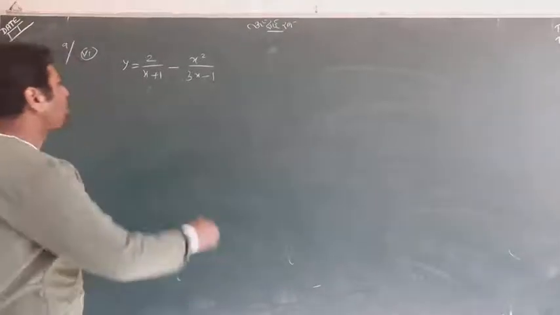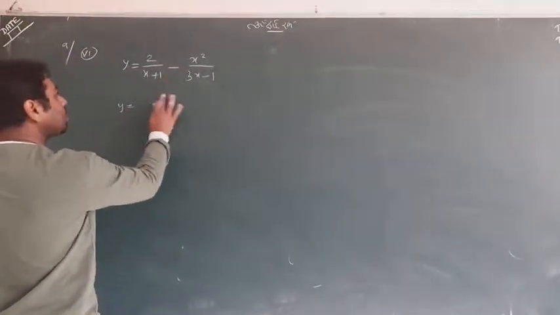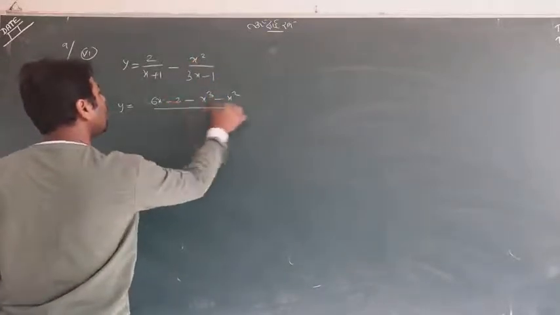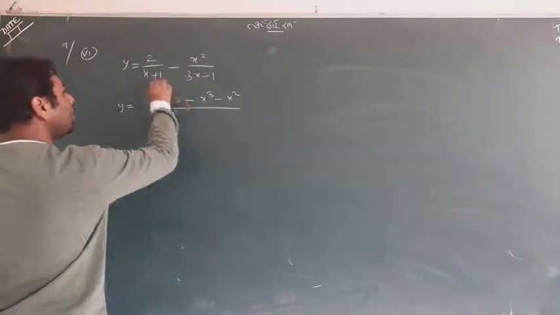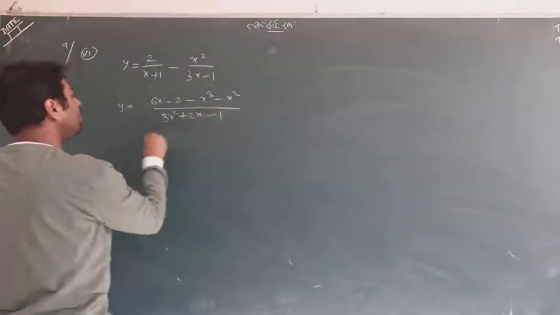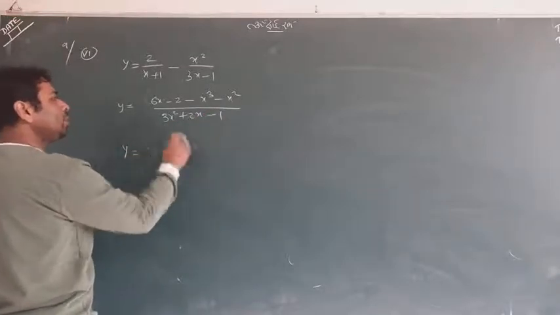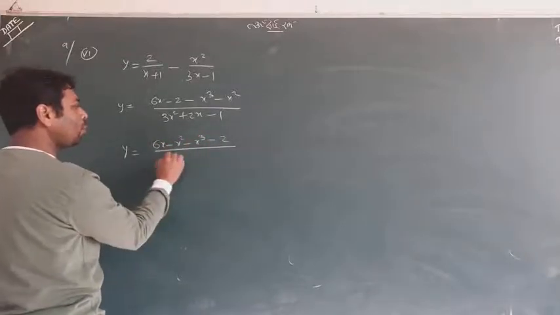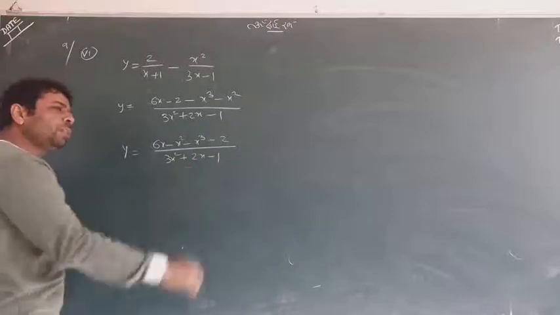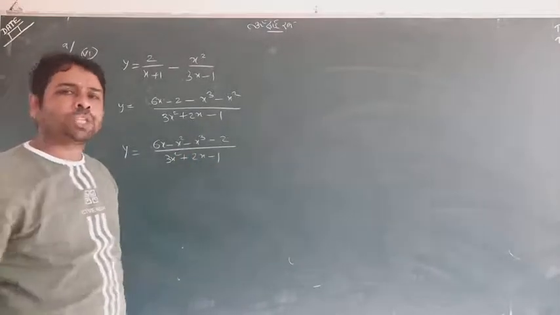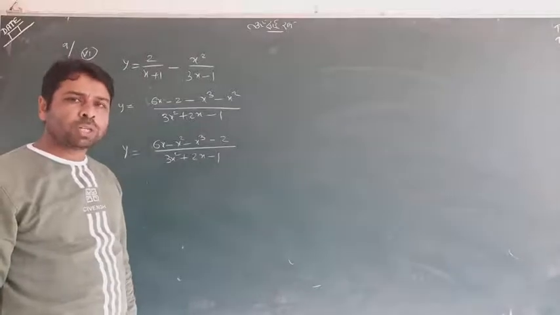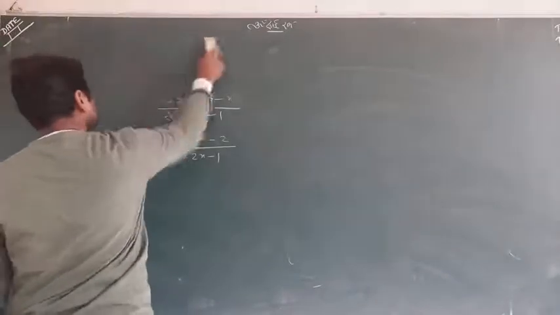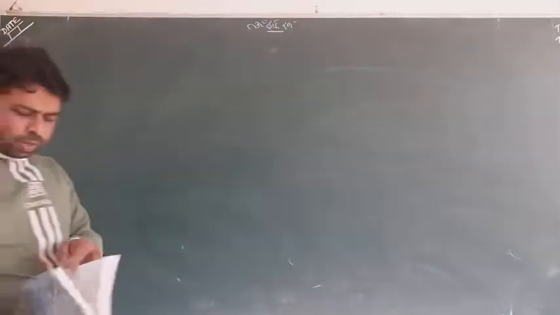So I want to take an LCM. 2 times 3x is 6x minus 2 minus x cube minus x square, upon the product of these two terms: 3x square plus 2x minus 1. So my question changes to 6x minus x square minus x cube minus 2 upon 3x square plus 2x minus 1. I am leaving the question right here because only division remains. You know how to divide, how to use the division law on the differentiation, you can do it. So do this question afterward.